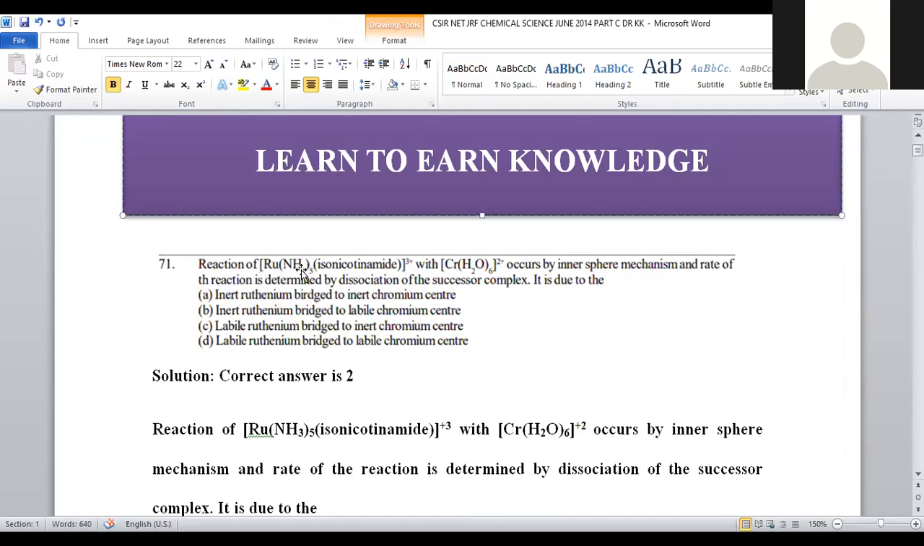Reaction of [Ru(NH3)5(isonicotinamide)]3+ with [Cr(H2O)6]2+ occurs by inner sphere mechanism and the rate of the reaction is determined by dissociation of the successor complex. It is due to... Here, let us repeat the question once again. Ru(NH3)5 isonicotinamide was given, right? So this complex is treated with chromium hexaquo complex. So here the mechanism between ruthenium and chromium proceeded with inner sphere mechanism.